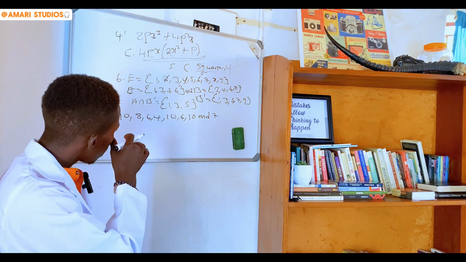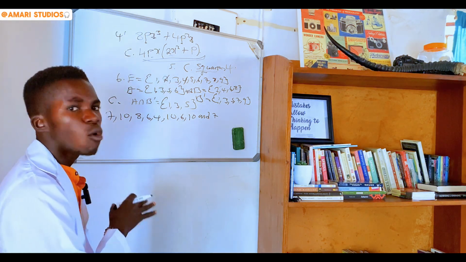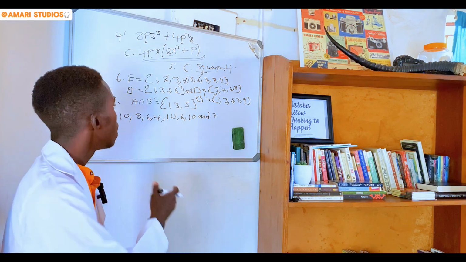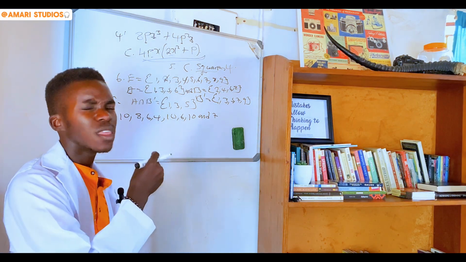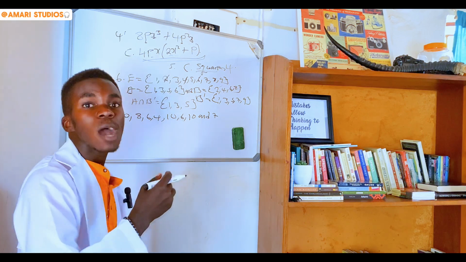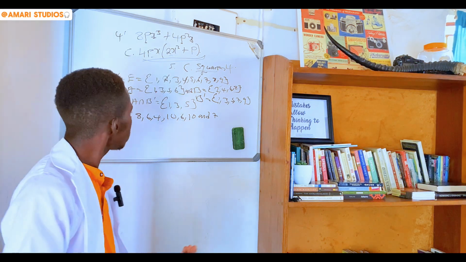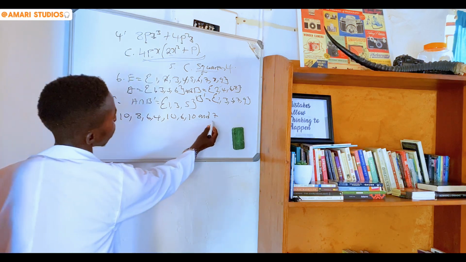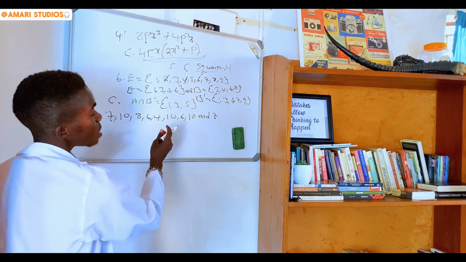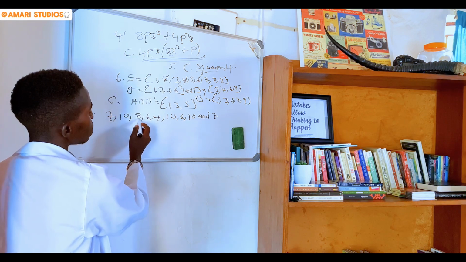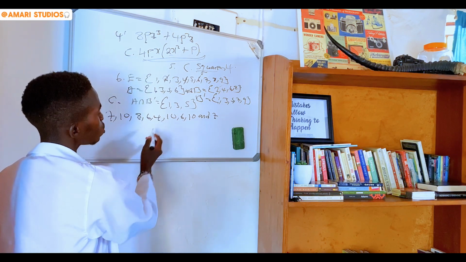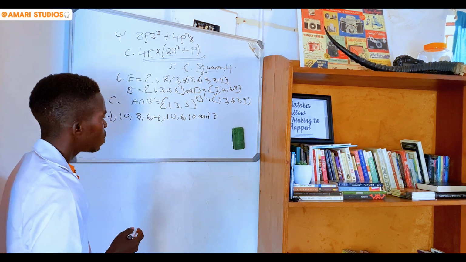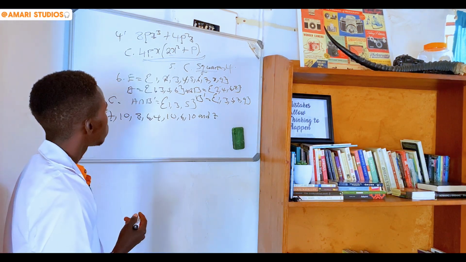Now what you need to understand is that when you talk about mode, we are talking about the number that is appearing more times in the scores that we are given. In this case, we have 7 and another 7, so 7 is appearing 2 times. We have 8, which is appearing 1 time. We have 4 also appearing 1 time. Then lastly, we have 6, and we also have 6 there, so 6 is also appearing 2 times.